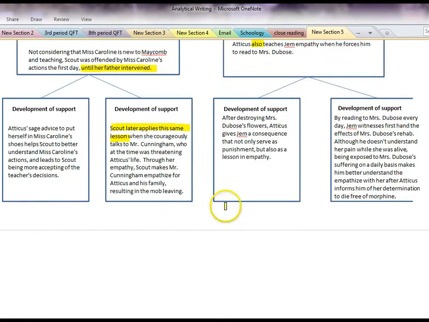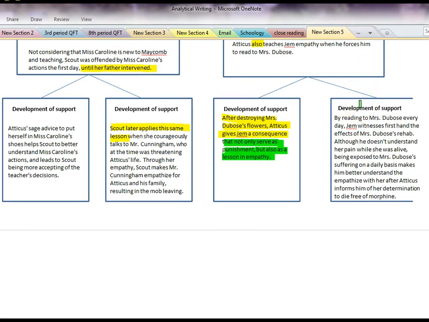To develop this, I'm going to say after destroying Miss Dubois' flowers, Atticus gives Jem a consequence that not only serves as punishment, but also as a lesson in empathy. Now, if I just left this as after destroying Miss Dubois' flowers, Atticus gives Jem a consequence, again, that would be plot. It's the second part of it. It's the fact that it's not only serving as punishment, but also an empathy that ties it back to the thesis. And yes, the gold and blue, green is for my Packer fans out there. See, I don't judge.